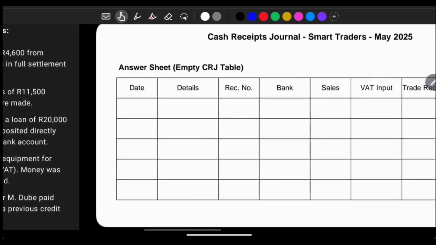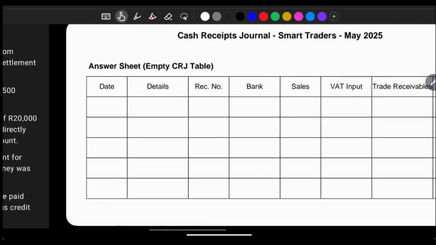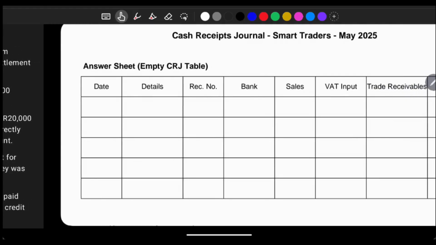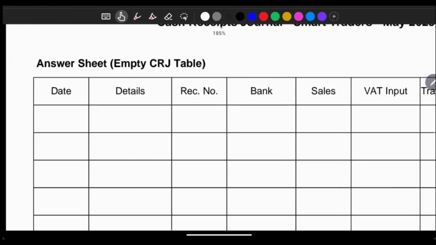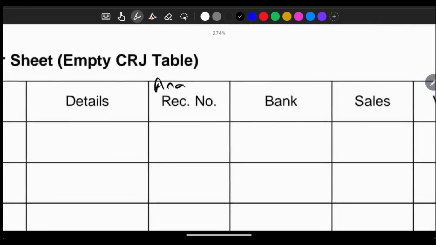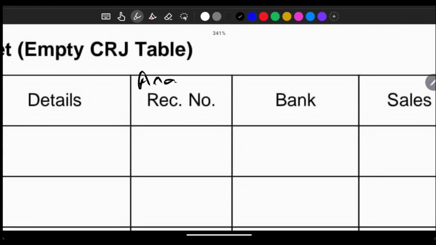The date is the date, detail is the detail, reconciliation number. I guess this was supposed to be analysis of receipts. Forgive me, I'm good at accounting and not spelling. Analysis of receipts. A bit messy there, but we know what that is.